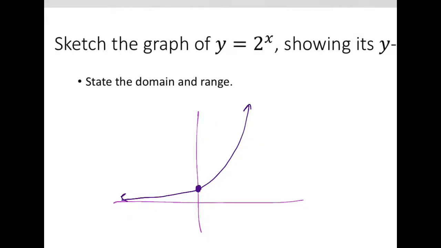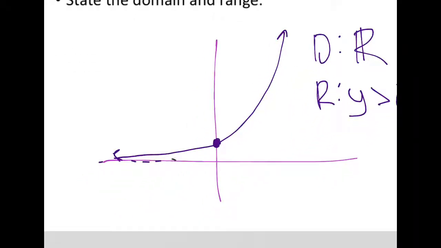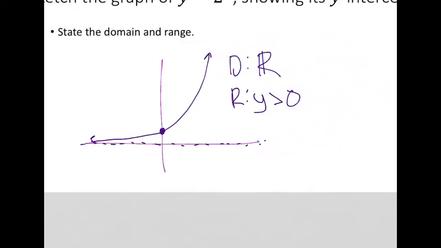But we want to state the domain and range. And so the domain is going to be all real numbers because I can plug any x value into it that I want to. And my range is going to be all real numbers that are greater than 0. Because again, I have a horizontal asymptote at y = 0. I will never quite touch it. And I go up to the right, so I can go up to positive infinity.